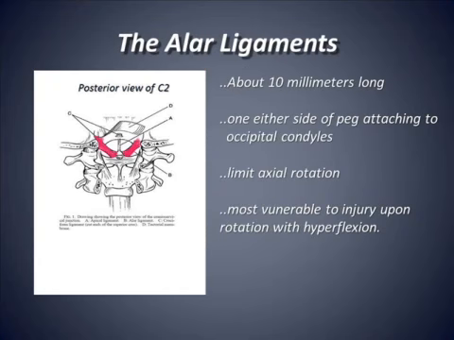The next set of ligaments we'll be looking at are the alar ligaments. Here we have again a posterior view of the area of C2. The alar ligaments are about 10 mm long, one on either side of the peg, and these attach out to the occipital condyles. These limit axial rotation. They are most vulnerable to injury upon rotation with hyperflexion.